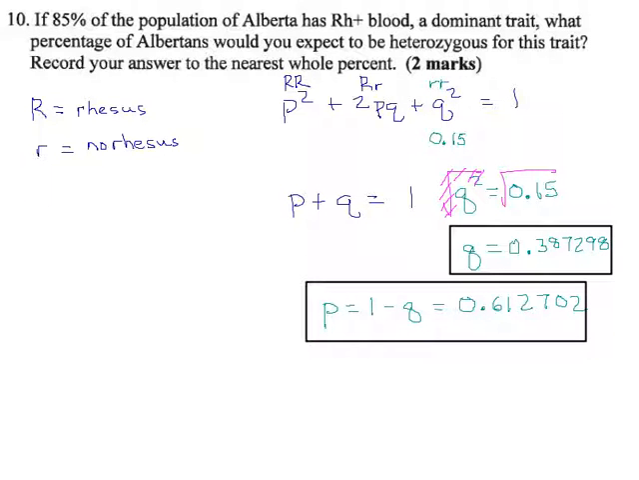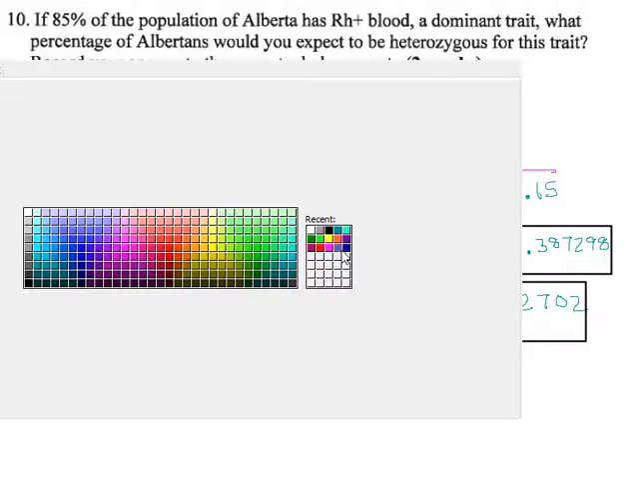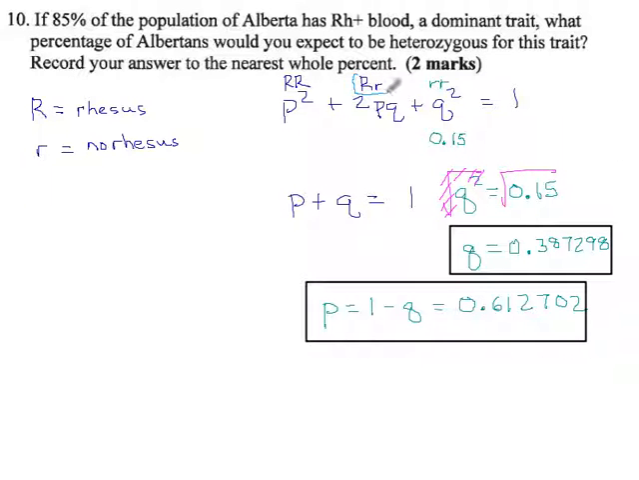What do they want anyway? What percentage of Albertans would you expect to be heterozygous for this trait, meaning this group, big R, little r? Well, we can find them. The formula tells us if you want the big R, little r group, you have to do 2 times p times q. 2 times p is 0.612702. Q is 0.387298.